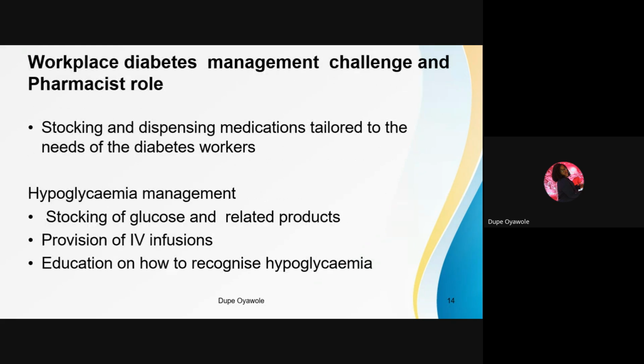So I mentioned this before too, that stocking and dispensing medication is tailored to the needs of the diabetes worker. If the management already knows about it and has a list of the medications they are on, that's if they do the proper documentation and everything. So we always make sure that the pharmacists stock such medications so that they don't run out, and that they are always on them, that they are not the type of people that will not be doing health insurance.